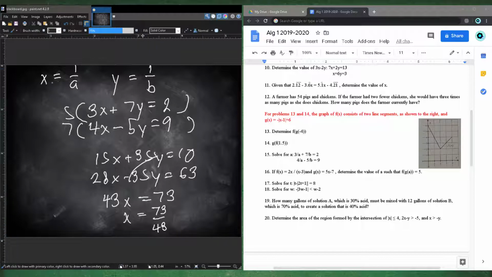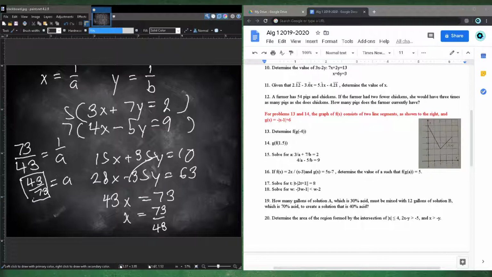But remember, x is equal to 1 over a, right? What we have put in here. So we just had to set that equal to each other. So x equals 73 over 43, right? So that would be equal to our 1 over a, right? So if we just take the reciprocal of this number, which is 43 over 73, that is equal to a, which is what we're looking for.